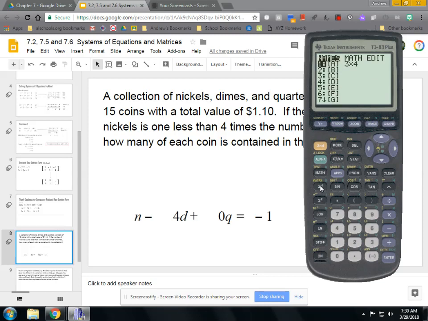Okay. Again, I'm going to quit. And I'm going to go into the matrix, and I'm going to do reduced row echelon form. If you need to put this on like half speed, so I'm talking too fast, go for it. And I'm going to go back into the matrix, matrix A. There we go. Reduced row echelon form. I've got my solutions. I'm good for the nickels. I'm going to have 11 nickels. For the dimes, I'm going to have 3 dimes. And for the quarters, I'm going to have 1 quarter.